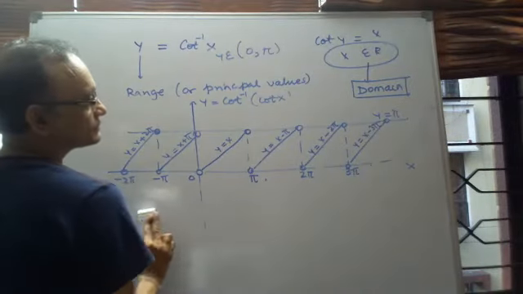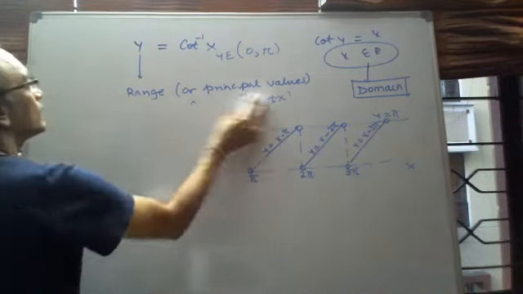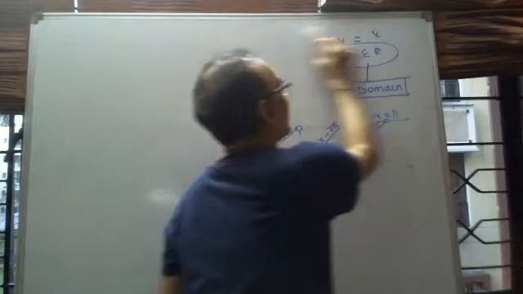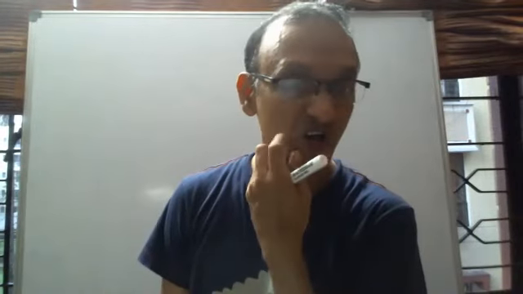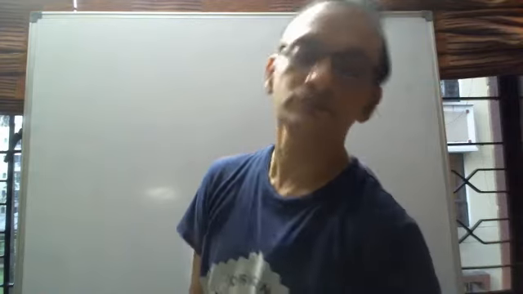Can I wipe this off? And did I tell you cot inverse minus x will be pi minus cot inverse x? It is neither even nor odd. Y equal to cot inverse x: domain is all real numbers, range is 0 to pi, with 0 and pi not included. Cot inverse cot x will be x only when x belongs to 0 to pi.